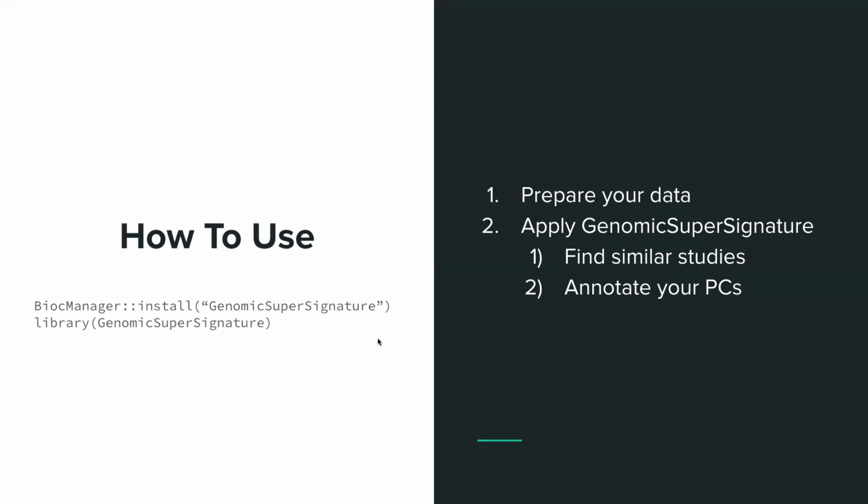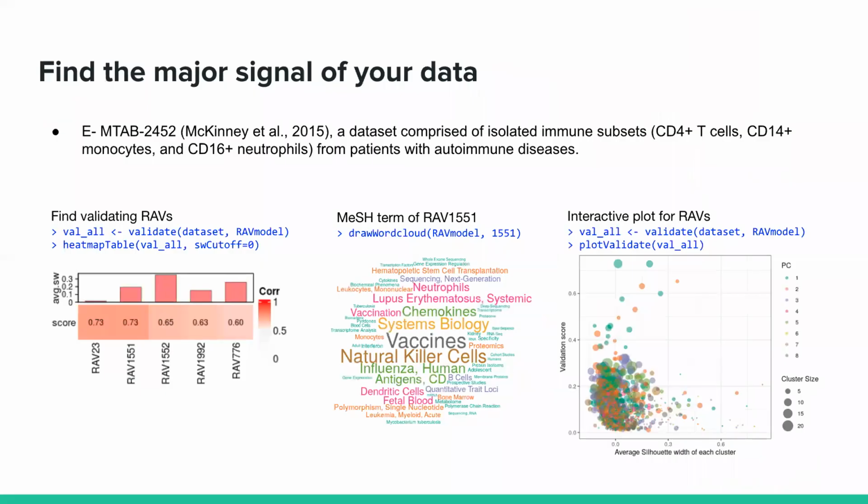So this is in Bioconductor now. I'll just talk a little bit about how to use it. So here is an example of a data set with some isolated immune subsets, including CD16 neutrophils from patients with autoimmune disease.